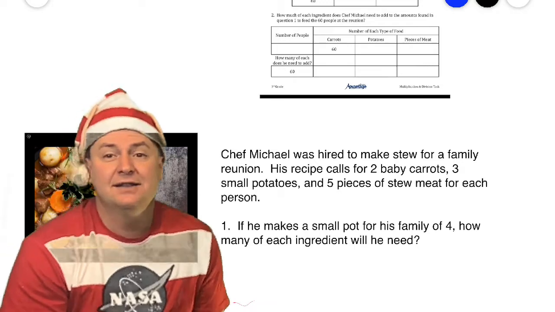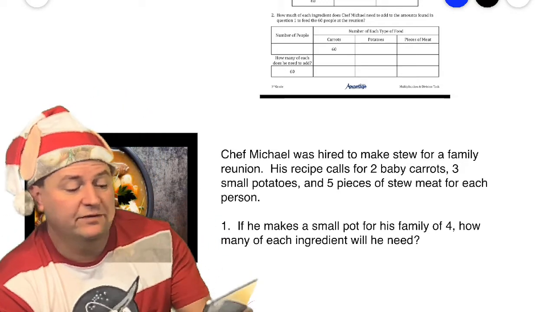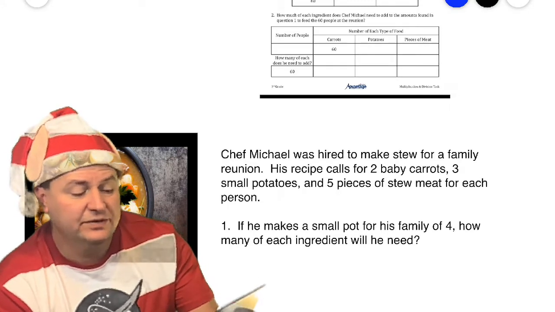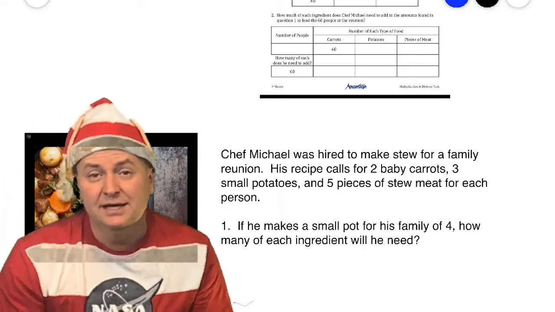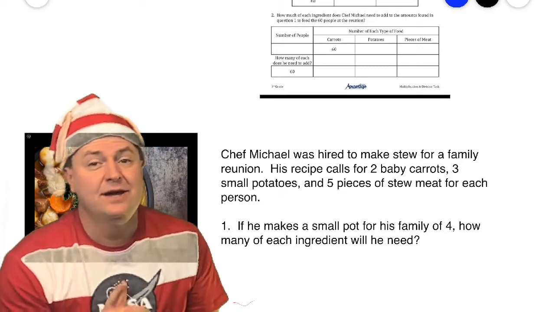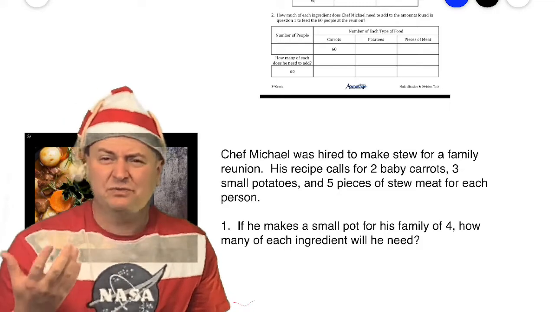All right, let's take a look. So, Chef Michael was hired to make a stew for a family reunion. His recipe calls for 2 baby carrots, 3 small potatoes, and 5 pieces of meat per person. So, that's the basics. Now, your first part, and we're going to do that really quick, not really do it, but we're going to review it.